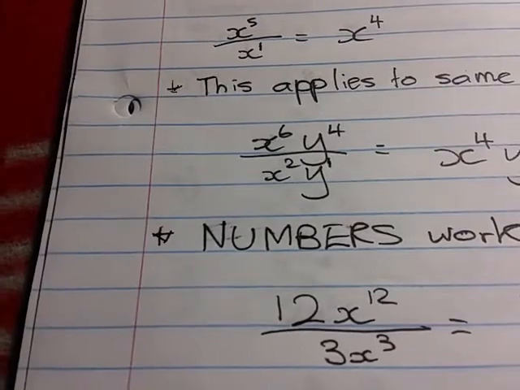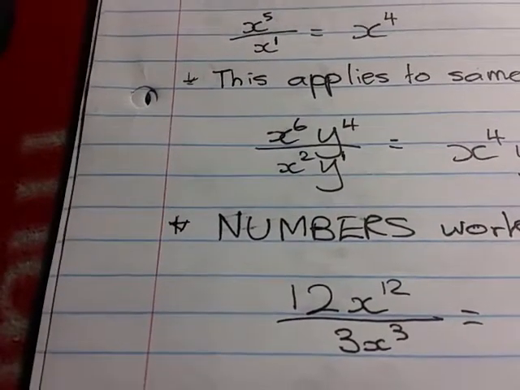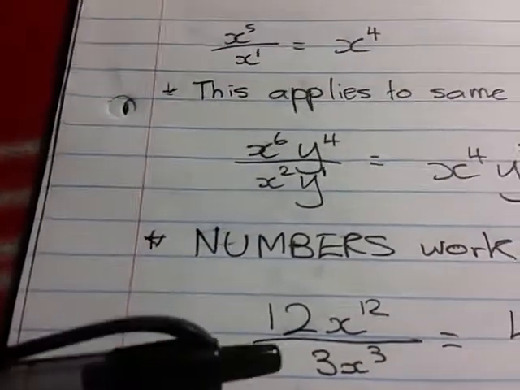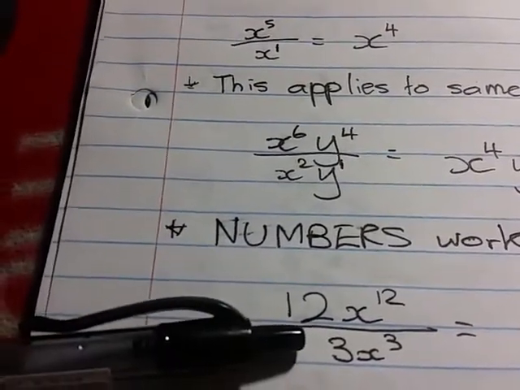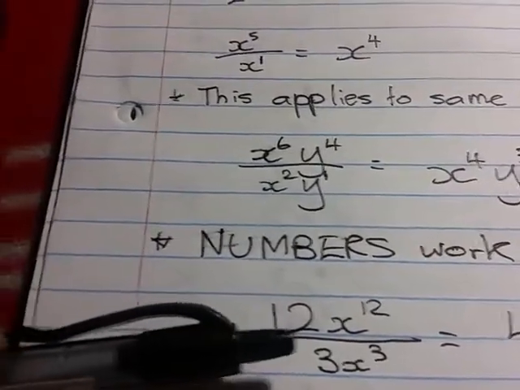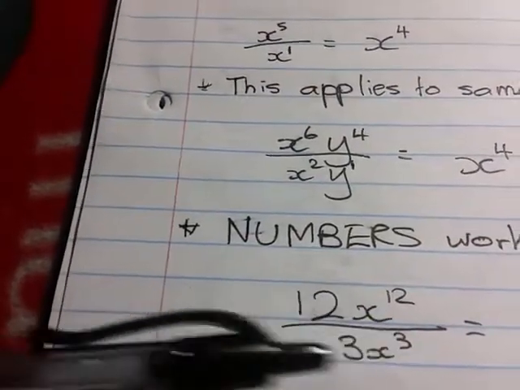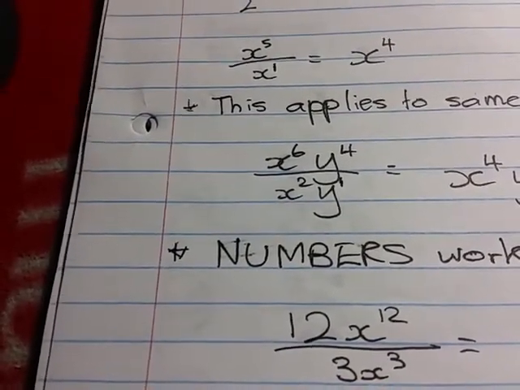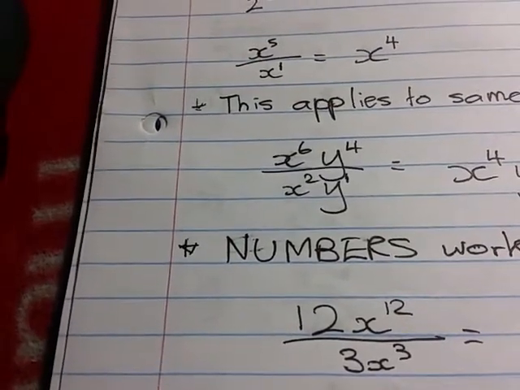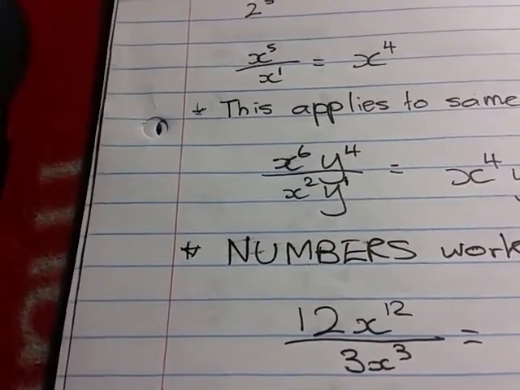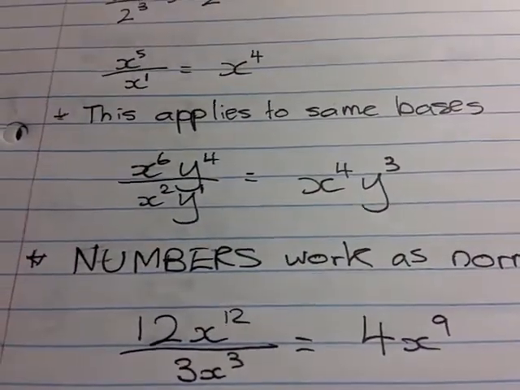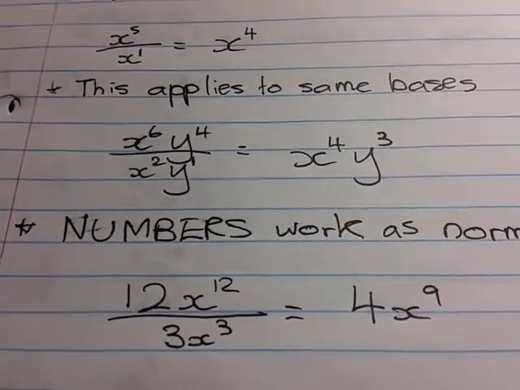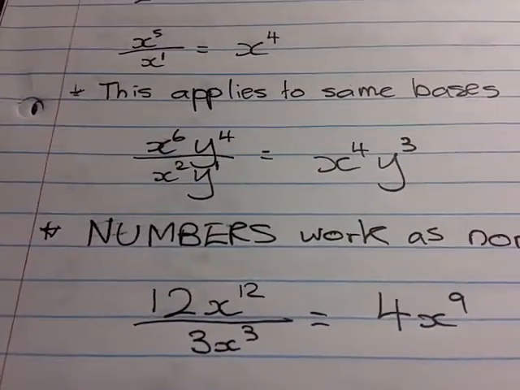So 12x to the 12, divided by 3x to the 3. The 12 divides by the 3 like normal, giving you 4. But the x to the 12 and the x to the 3 will follow this law of exponent. Doing x to the 12 divided by x to the 3, 12 minus 3, therefore the x will be x to the 9. So your final answer will be 4x to the 9. Note the difference.